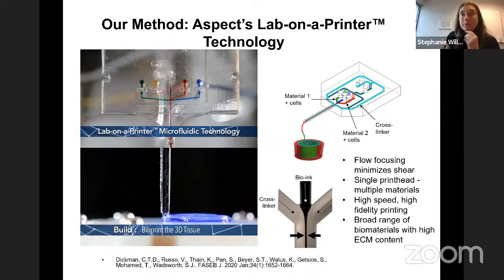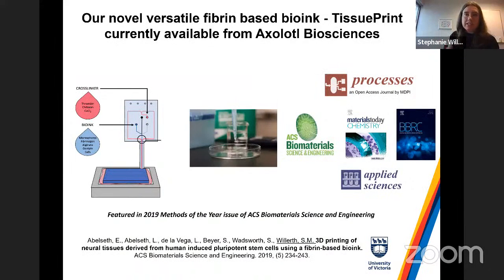So one of the things that we really liked about this system is because of the high degree of control you have over the flow rates, it's actually very gentle on cells. And so we were able to print our delicate stem cells with relatively high rates of viability, partially due to the technology that they've been using. It's also fun because you can switch materials, which can, in theory, allow you to print some complex tissues as well. So our lab spent a lot of time developing a fibrin-based bioink, which we have now commercialized through my company, Axolotl Biosciences, that I'm the CEO of and one of the co-founders. And so it's actually commercially available, and it's called TissuePrint. And you can actually see TissuePrint in action in the middle of this slide.